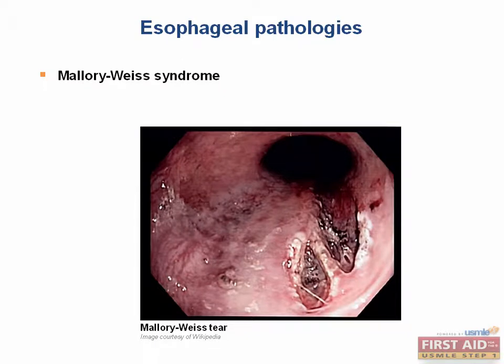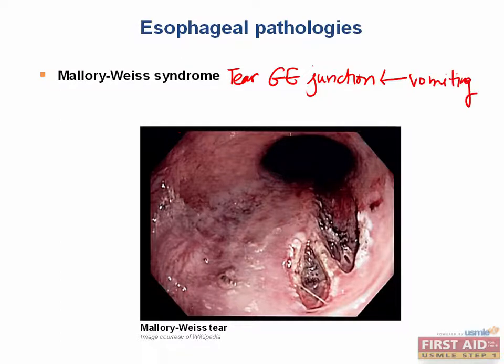Mallory-Weiss and Boerhaave syndromes are both caused by vomiting, and the exam will usually list both in the answer, so you need to be able to differentiate the two. How are they different? Well, Mallory-Weiss is a tear at the GE junction from severe vomiting. This usually occurs in alcoholics and bulimics.